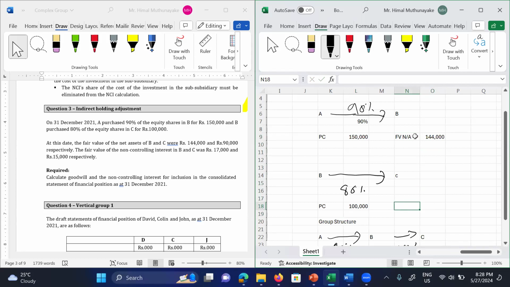And for this one, fair value of net asset is 90,000. Even though this is a small question, if you're following this method, it will not mess up your calculation.